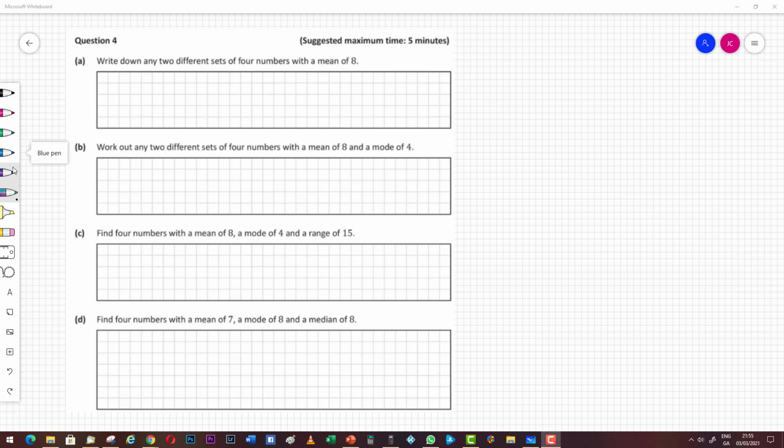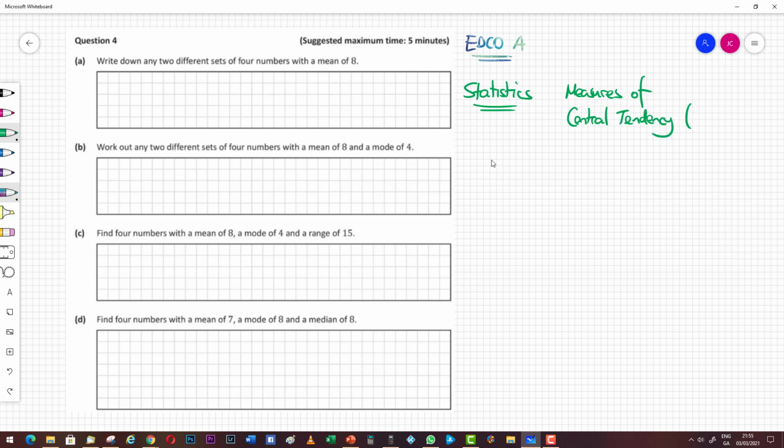Okay, so we have a question here that asks us, so we're looking at the Edco A question 4. So this is a question about statistics, and in particular, it's a question about what are called measures of central tendency. Now, that's another way of saying, well, what's the average of a group of numbers?